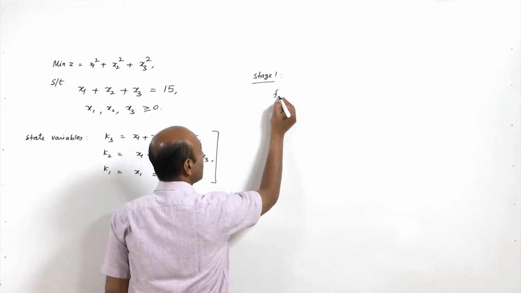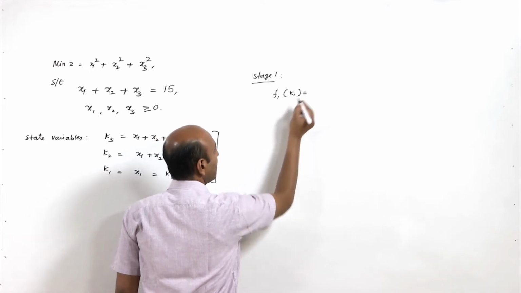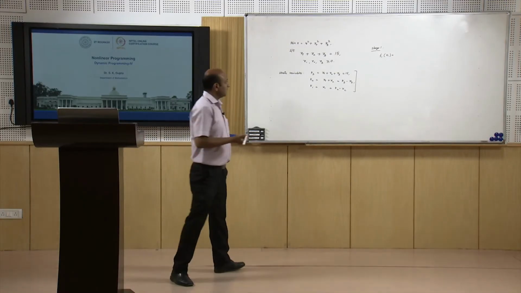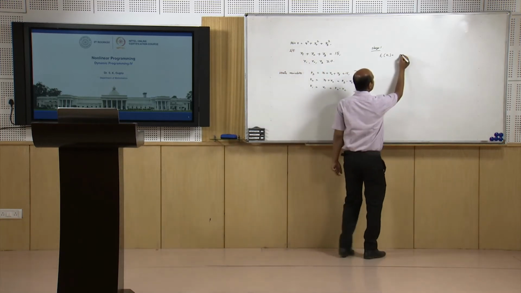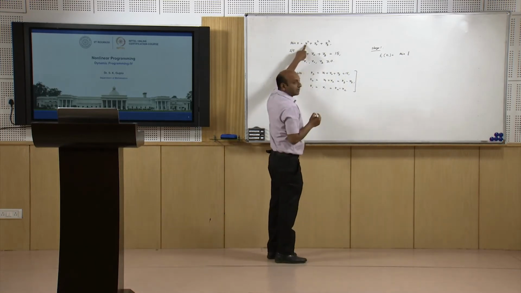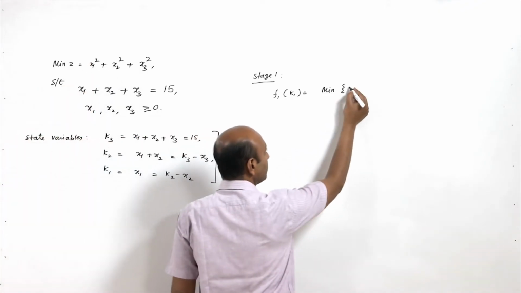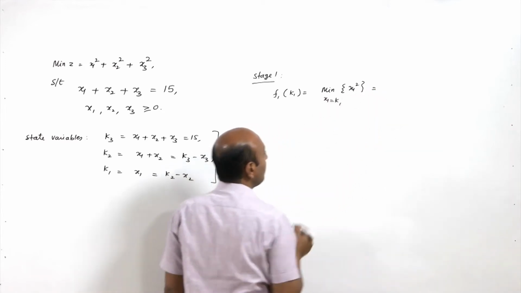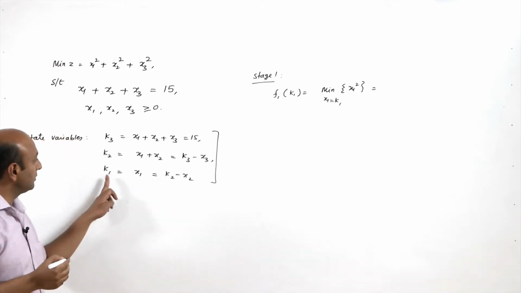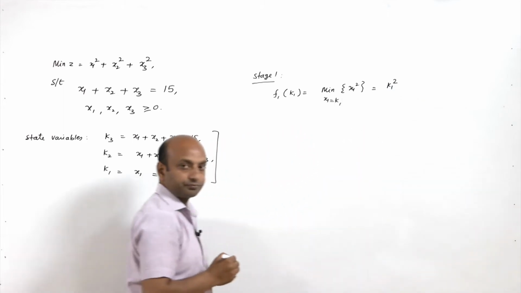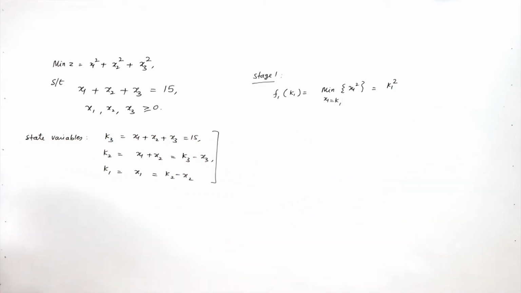Stage 1 is f1 k1, the net output from stage 1, the net minimum value we obtain from stage 1. Since it is a minimization problem and it involves only one objective, x1 square, the minimum of x1 square when x1 equals k1 is simply k1 square. That is the first stage.